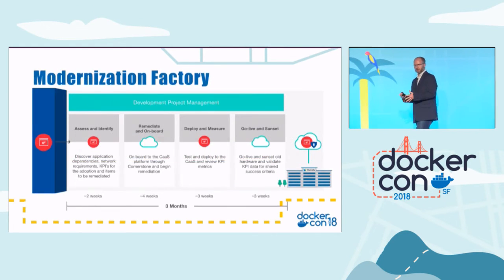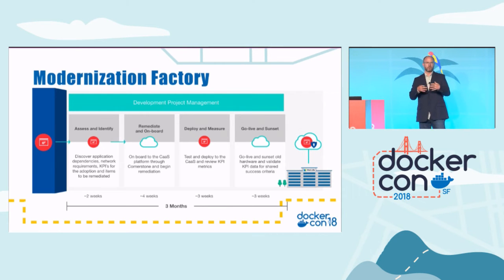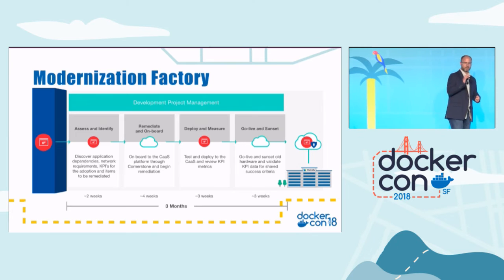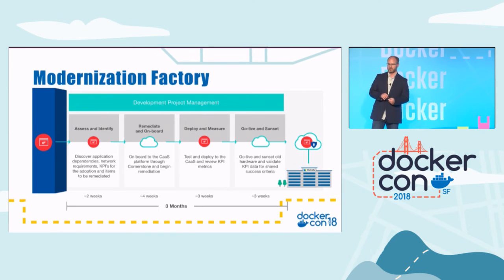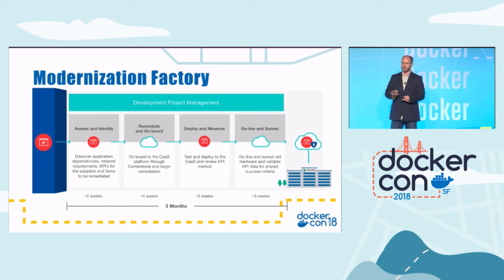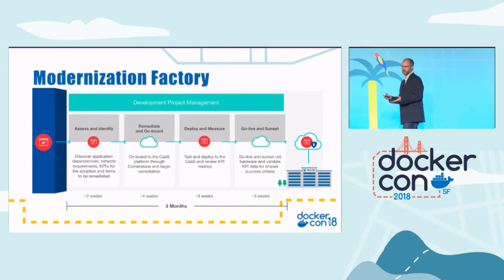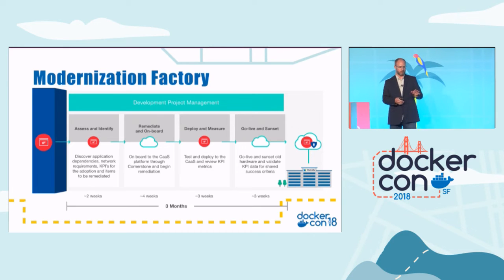I'm going to give you this factory view real quick. We define this factory view: assess and identify, discover the applications, figure out the dependencies, get the network stuff. That takes about 2 weeks. Remediate and onboard anything that needs to be remediated. It takes about 2 or 3 weeks. We haven't really seen much more than that, but we budget 4. Deploy and measure.